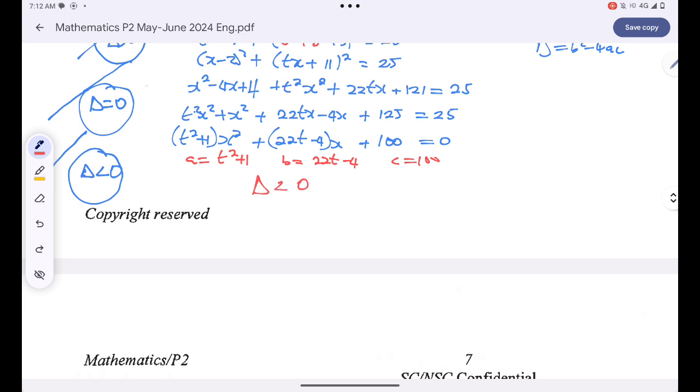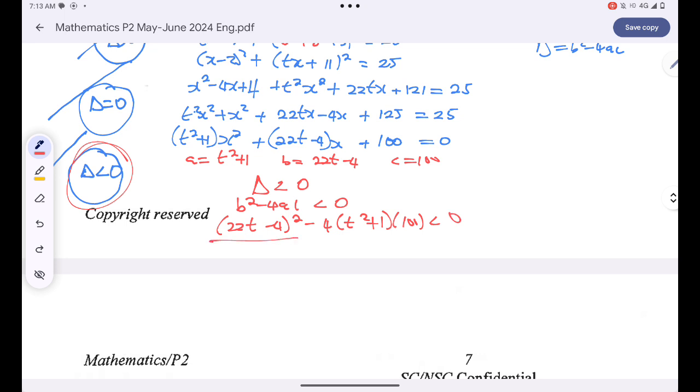must be not equal to 0, it must be less than 0 together, because it's equal to 0 if the line is a tangent. But right now we are focusing on a situation whereby both the circle and the line do not have contact to one another. Okay, but delta is equal to b squared minus 4ac, that's still less than 0. That's 22t minus 4 squared minus 4 times t squared plus 1 multiplied by 100 less than 0.